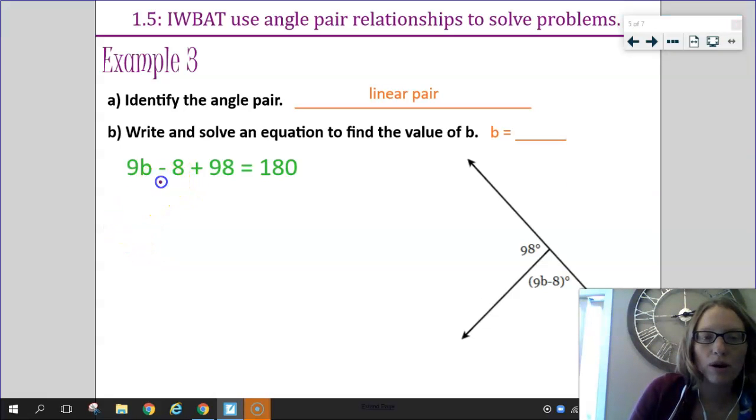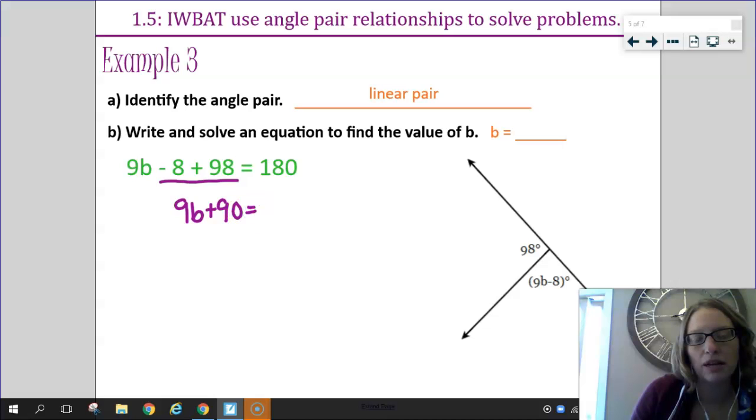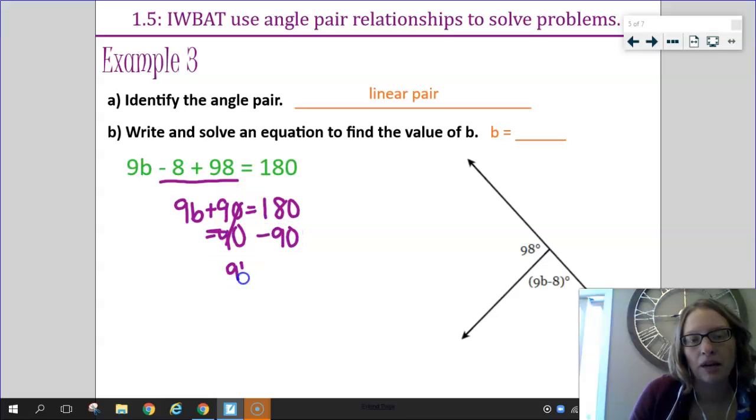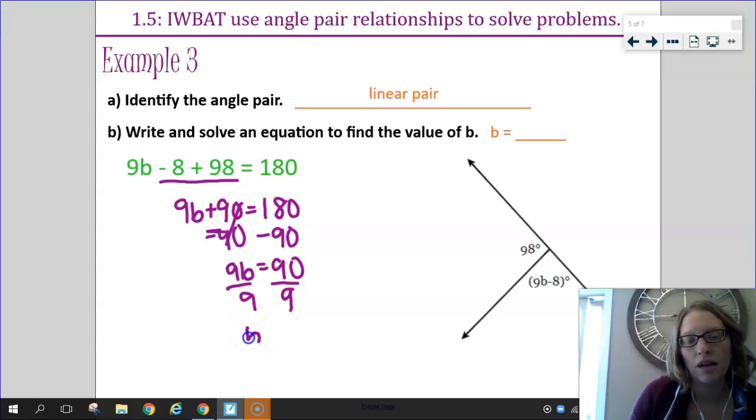The first thing I'm going to do before I move anything around is to combine like terms. So I have negative 8 or minus 8 plus 98, that makes 90. So I can simplify to 9b plus 90 equals 180. Subtract 90 from both sides, and I get 9b equals 90. 180 minus 90 is just 90. Divide by 9 on both sides, and b equals 10. So let's go ahead and write that in for our answer that we've solved for our missing variable.